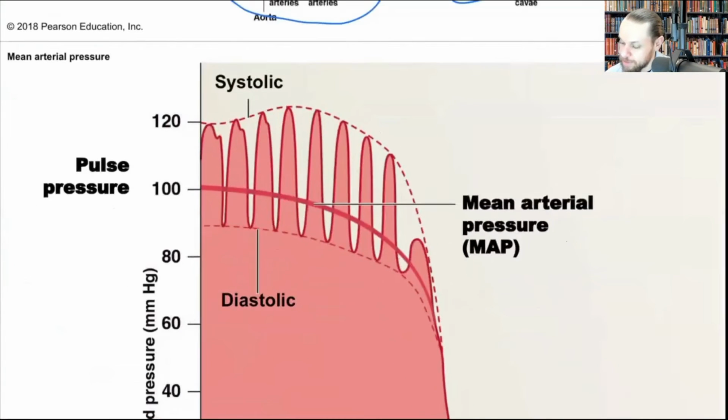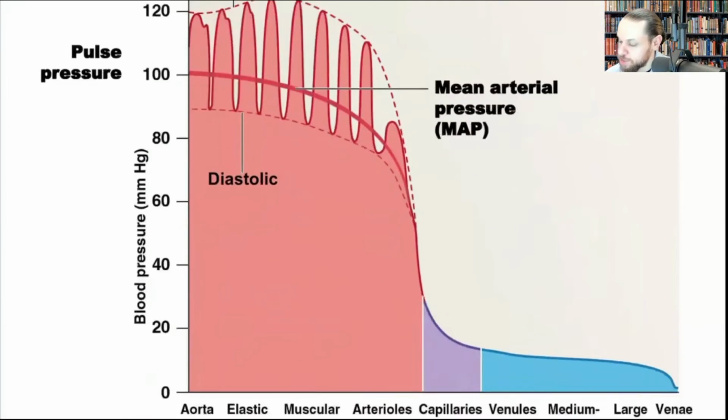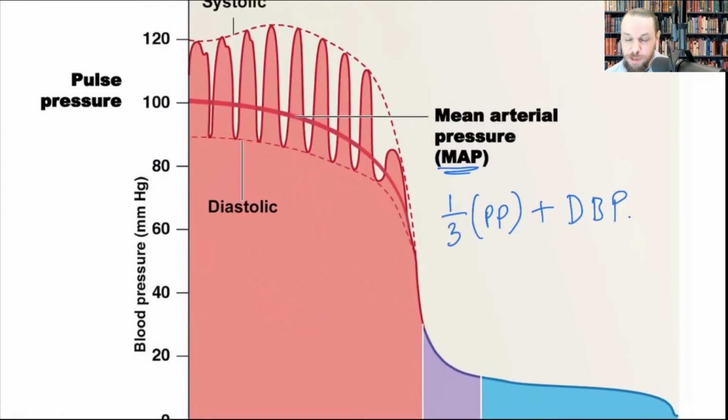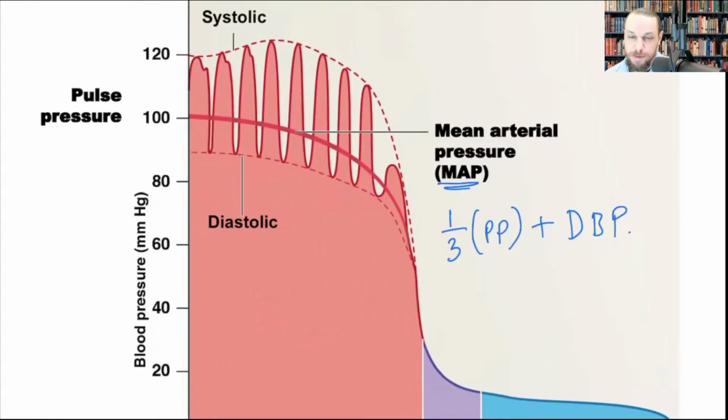Now, there's the final formula that you need to be familiar with. They show you MAP here, and the way you calculate this is 1/3 of your pulse pressure plus your diastolic blood pressure. So, has anyone heard of the mean arterial pressure? What is that?